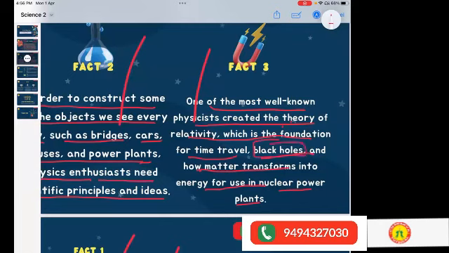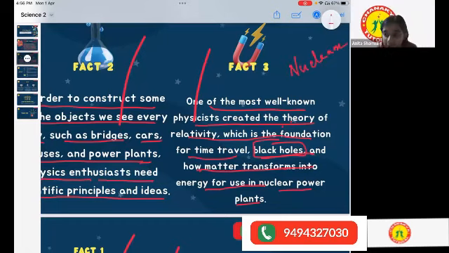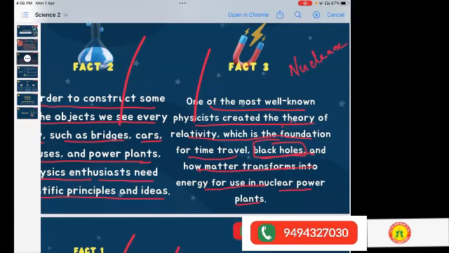Where a lot of carbon dioxide will be present and create problems for us by creating global warming. And then how matter will transform, how solids, liquids and gases can be transformed from one form to another, and other forms of energy. Then you might have seen nuclear bombs, nuclear atoms. So these are also related to physics.